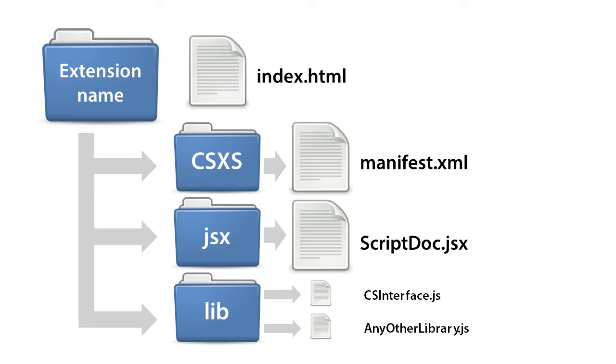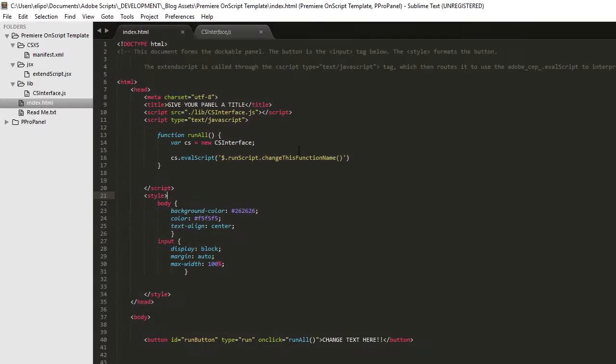If we go back to the HTML, we can see up here, this is where we say there's a script with a source lib/CSInterface, and that's how we're pulling the CSInterface.js file and making it noticeable in our HTML document. So that's a basic overview of what this stuff looks like.